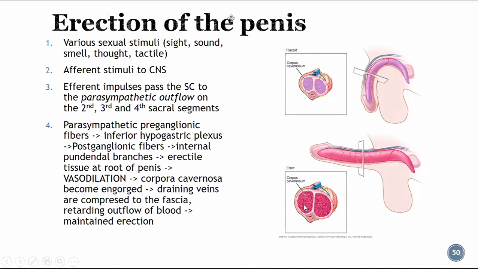Now, the corpora cavernosa becomes gradually engorged. This is your flaccid penis. If you can see, the corpora cavernosa is way larger in this erect penis. As your corpora cavernosa becomes gradually engorged, the draining veins, particularly the ones in the posterior part, are compressed to the fascia. This retards the outflow of the blood. So as the corpora cavernosa enlarges and your penis gradually becomes erect, the draining veins are compressed.